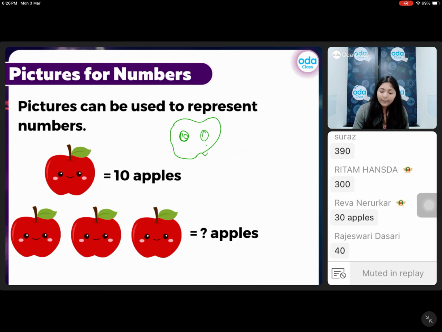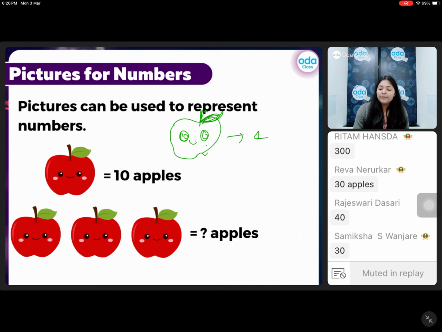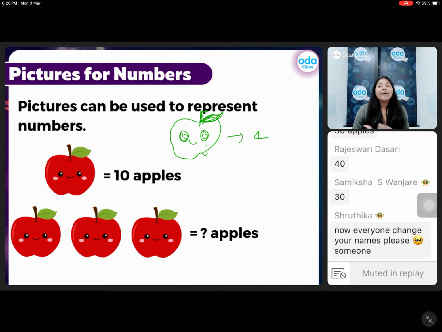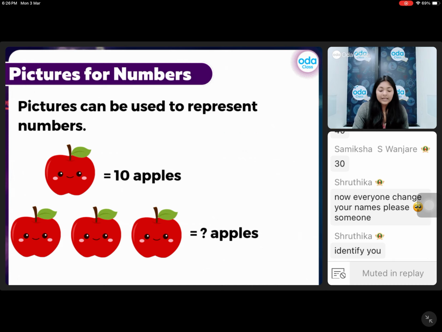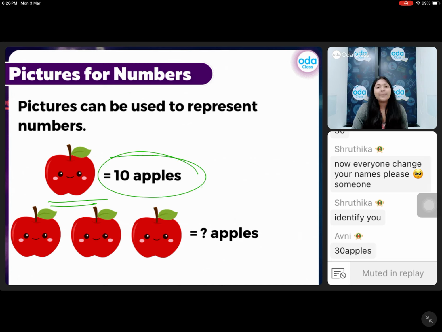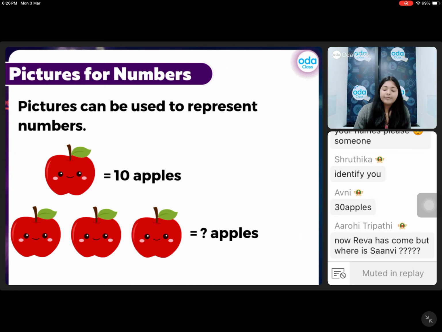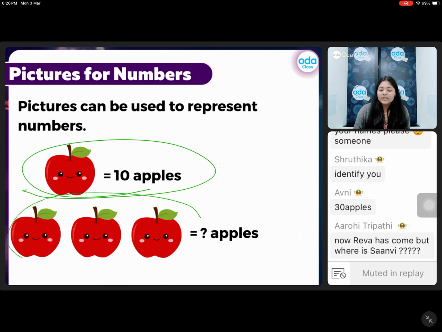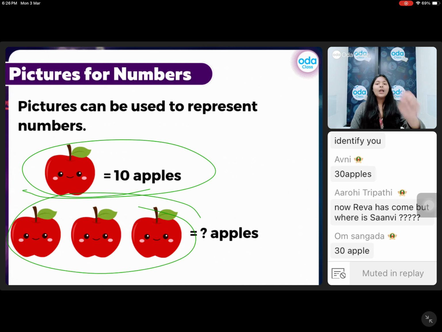Okay, one apple I'm going to represent for one apple, then I would have to draw 10. But what I have done, I have used a smart trick that I have taken one apple for 10 apples. If I am drawing one apple, it is equivalent to 10 apples. Tell me, if one apple means 10 apples, what is the value of 3 apples, bacha? You all are so smart. I know you can tell me easily.